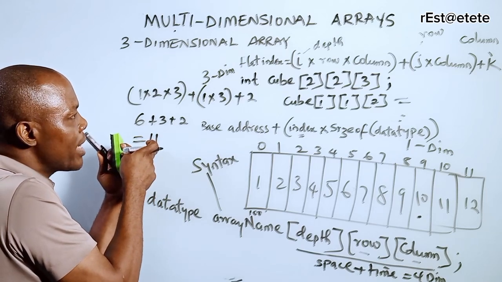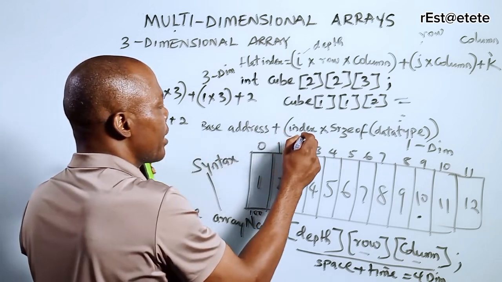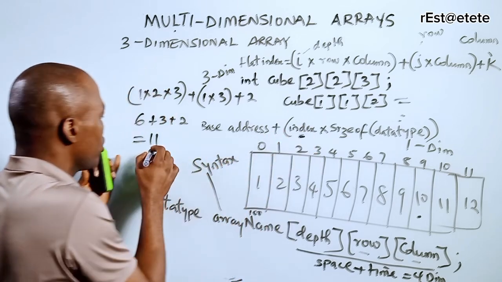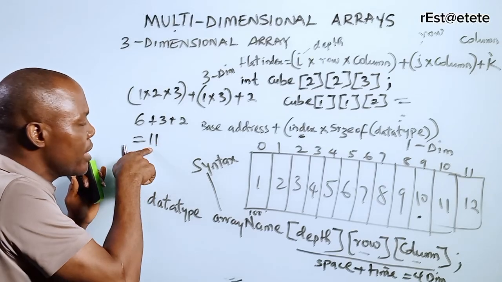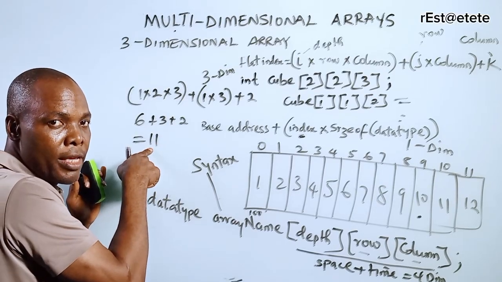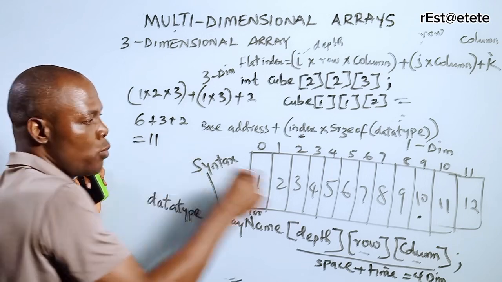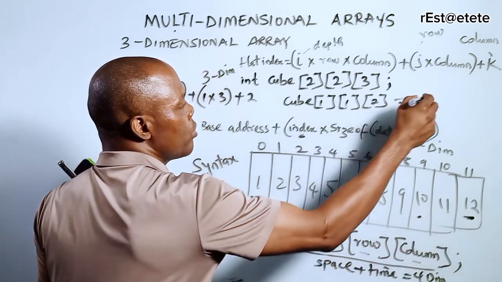Now, when I take this index and bring it here, it means this is the 11th index. If the index is 11, it means this is the 12th element. So this one will give me 12.